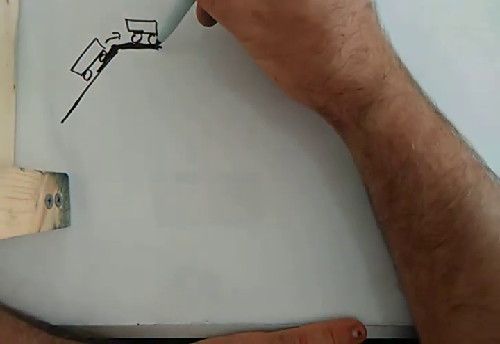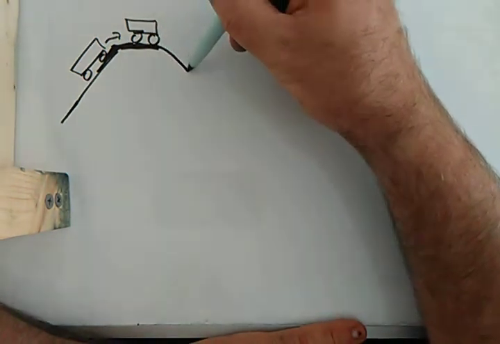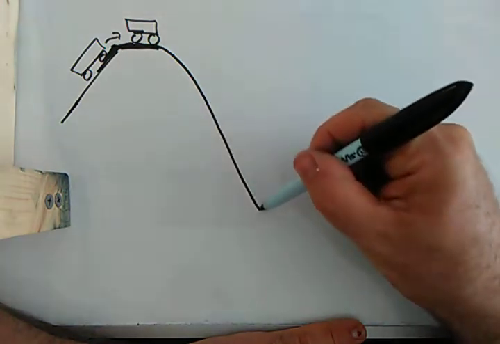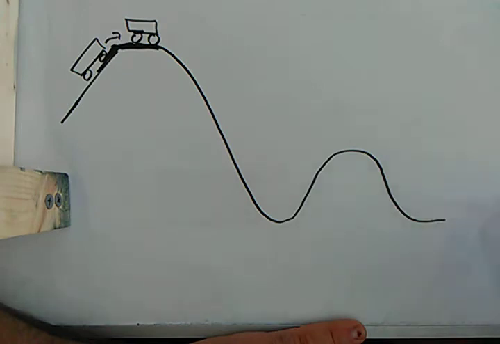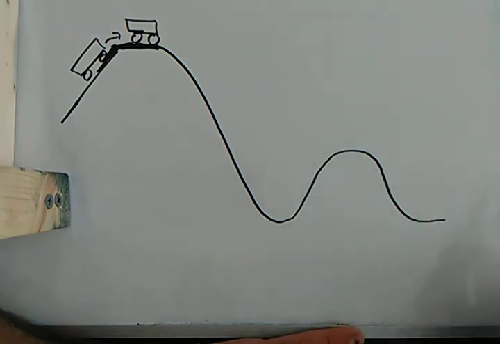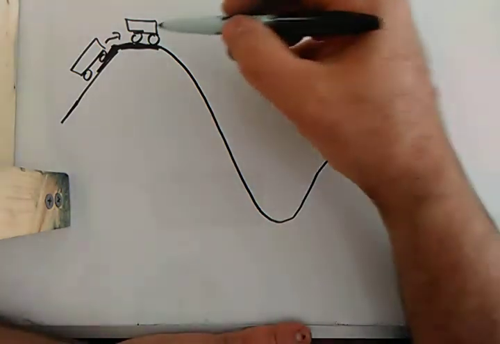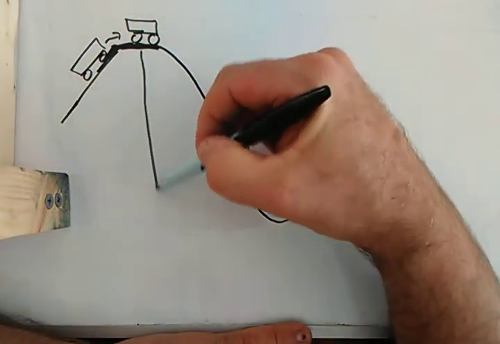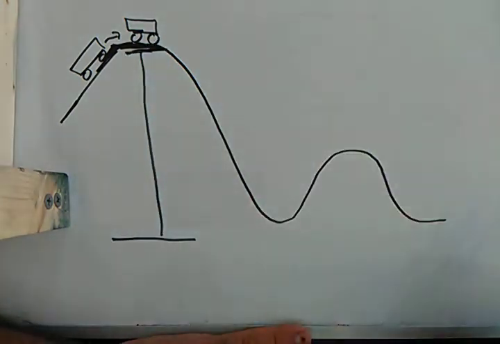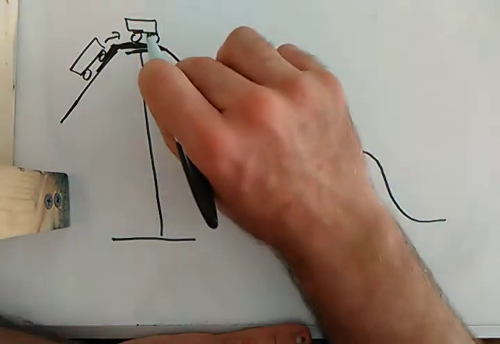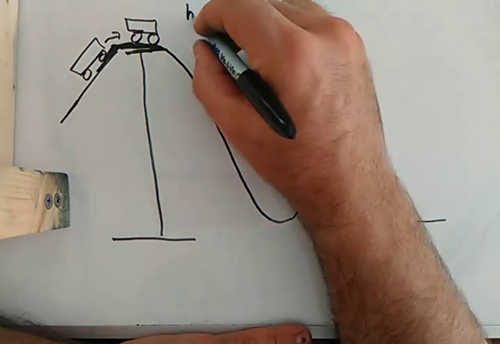And then what happened is there were no loops in it or anything. It had a nice big drop, and then a couple of hills, and I won't draw the whole thing, but this is a nice picture because I'm going to label this a little bit for you. The roller coaster was brought up a height.